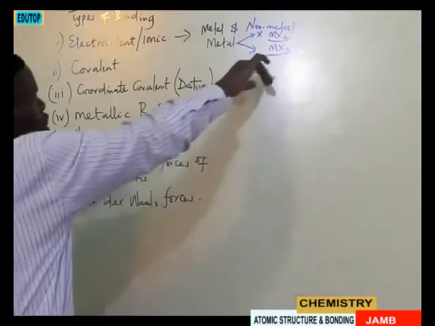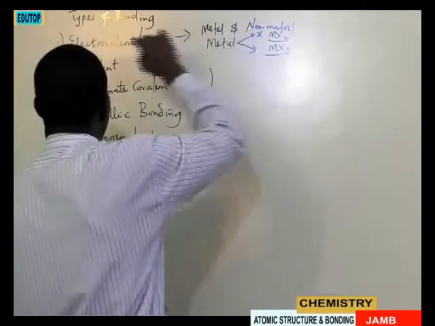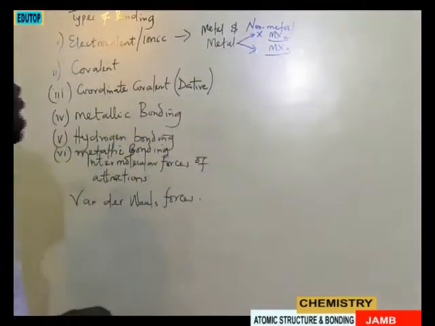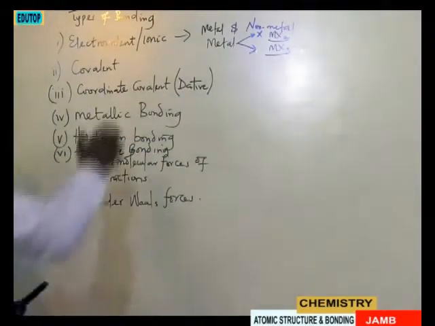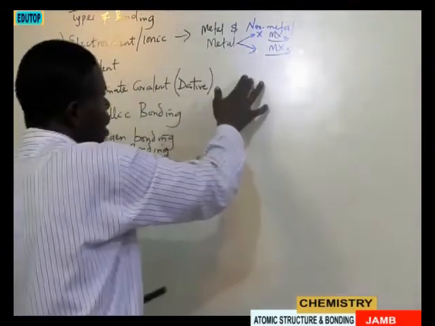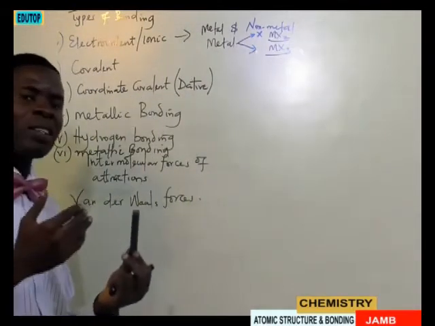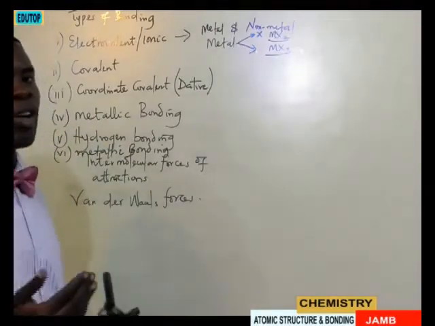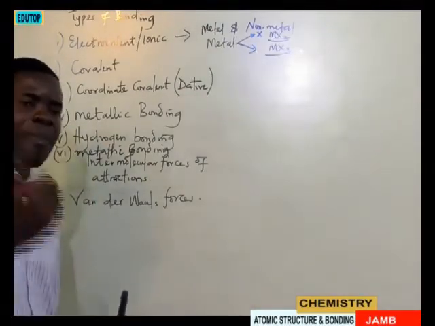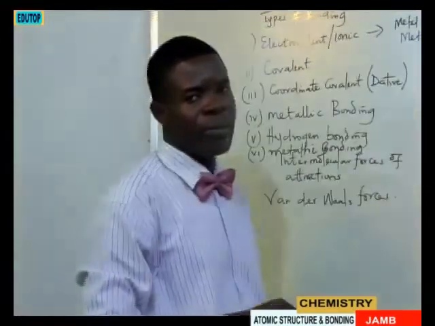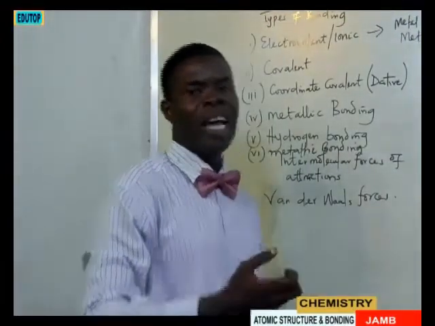Such is also known as what? Electrovalent or what? Ionic bonding. Take note of that. So in electrovalent or ionic bonding, it has to do with what? The transfer of an electron from a metal to what? A non-metal. So a metal is the donor, while a non-metal is the acceptor.